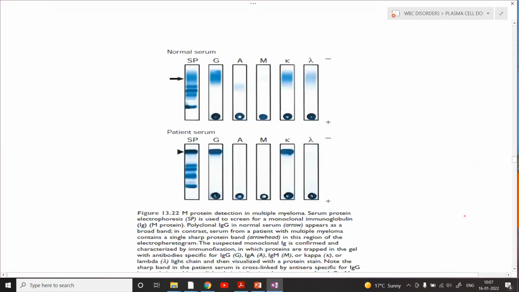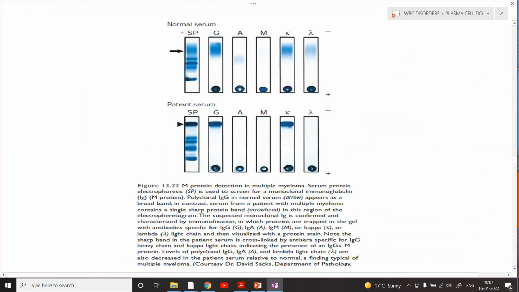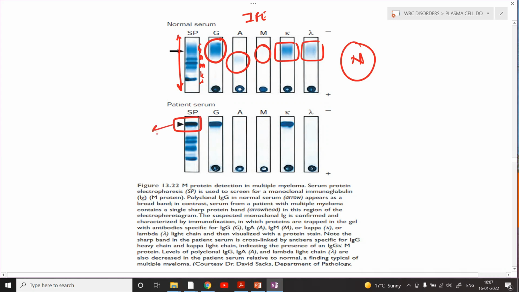Let me just show you this particular diagram. This is the normal electrophoresis where there is a spread of proteins. So there's a gamma protein, A protein, M protein, and then you have kappa and lambda chains like this. Then if you want to spread out, you have to carry out immunofixation. Normally you can see the gamma, the A, and the M: IgM, IgE, IgG, and the light chains, which are equally distributed. This is the normal spread. But in case of plasma cell myeloma, compare over here, there is a very dark band. We call it the M band.